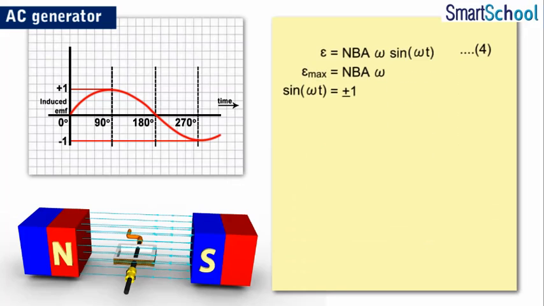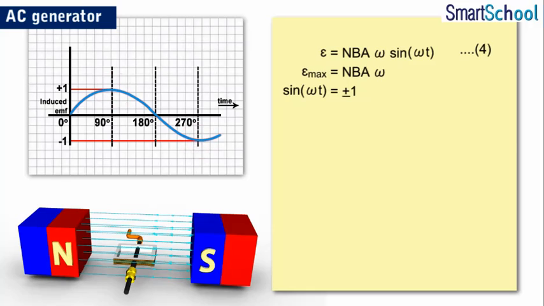As the value of sine function varies from +1 to -1, the sign or polarity of the EMF changes with time. Accordingly, the direction of the induced current changes periodically. For this reason, this current is called an alternating current.